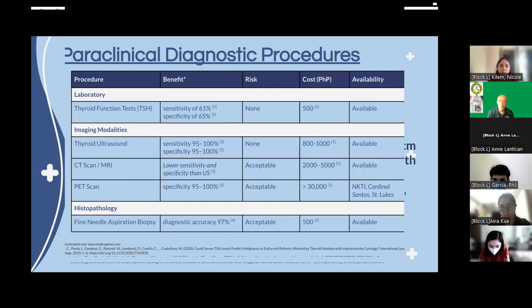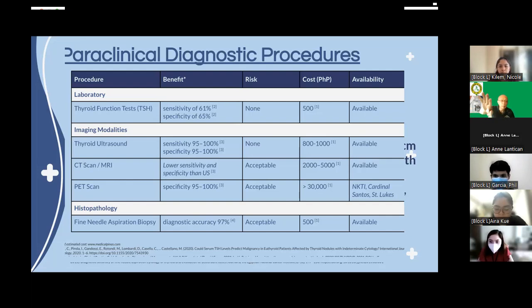from the imaging procedure. Once it's cystic, majority will be benign, no? Okay. Once it's complex also, majority will be benign. Okay? So usually ultrasound ang pipiliin mo compared to CT scan and PET scan, considering everything.